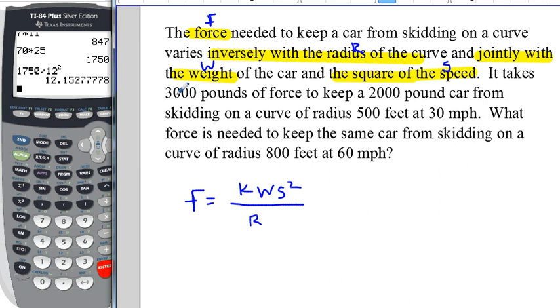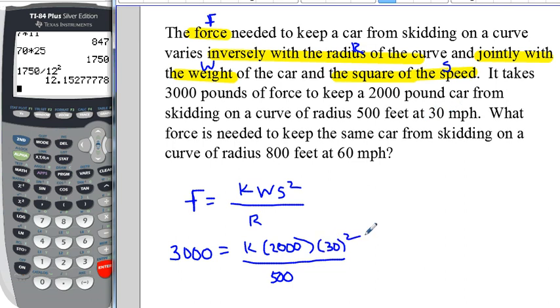It takes 3,000 pounds of force. So 3,000 goes in for force, which is F. I'm going to have to find K. Say 2,000 pound car, that's going to be my weight. From skidding on a curve of radius 500, radius was on the bottom here, so that's 500 goes down here, at 30 miles an hour. So the speed squared, 30 miles an hour squared.